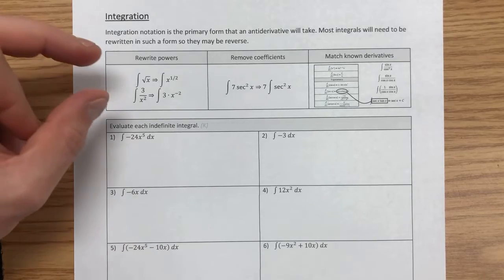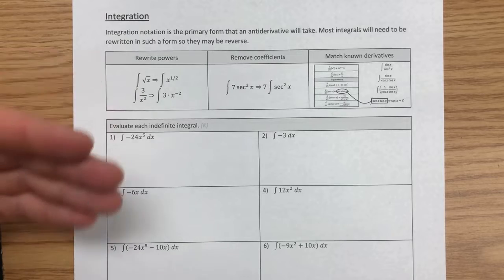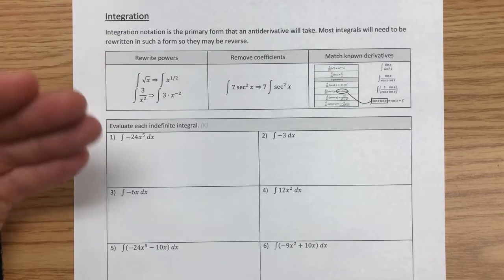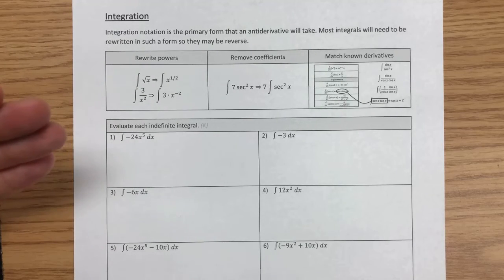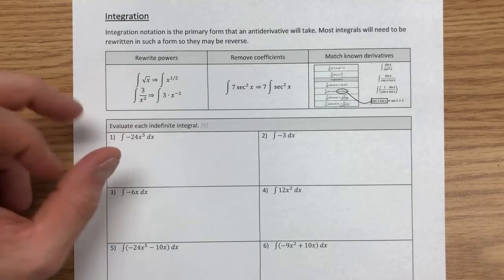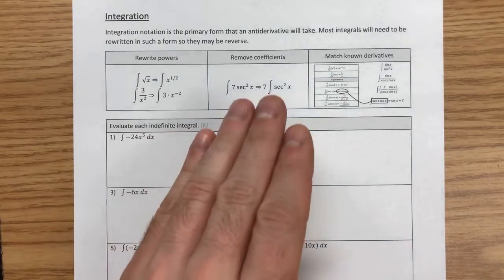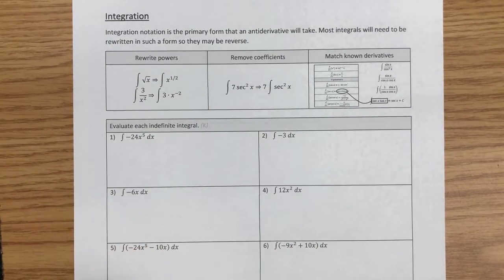Which means that typically one of the things that we have to do is rewrite the powers into something that we can reverse. Because when finding the derivative, we use the powers and the coefficients to find the derivative. So we'll have to do the same thing when finding the integral when we integrate the function. The other thing that we'll likely do is we might remove coefficients or rewrite the function so that we could match it off a list of known derivatives.